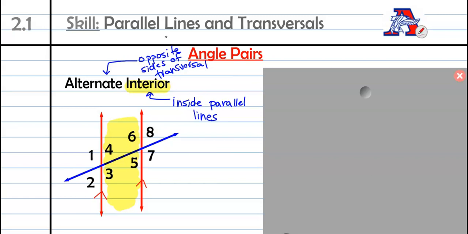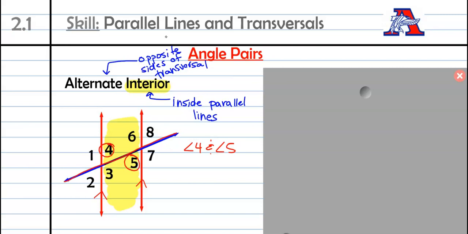Okay, so inside the parallel lines, and then we want to be on opposite sides of that transversal. So here's that transversal, right? If we're going to pick angle 4, we would want to hop to the opposite side of the diagram. So we would want to hop over here to angle 5. So angles 4 and 5 are considered alternate interior angles.